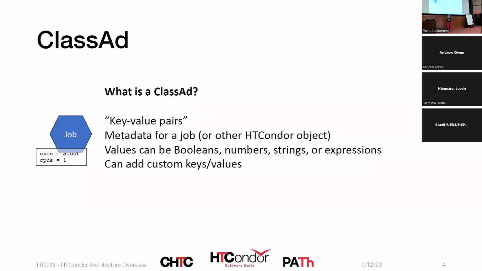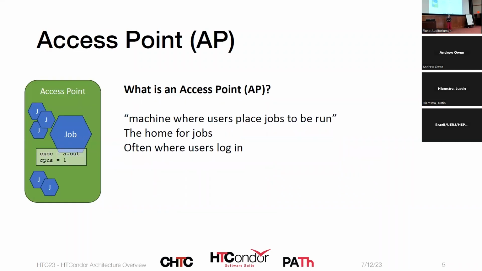All right, so we have our jobs. They're described with class ads. Where do jobs live? Jobs live on an access point. This is a machine or a server where users place jobs to be run. And often, not always, but often, that's where a user would log in and actually run a command to submit their jobs.